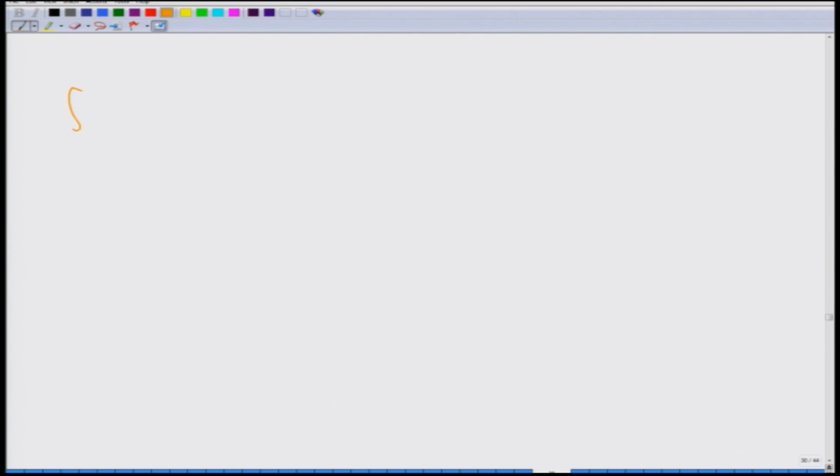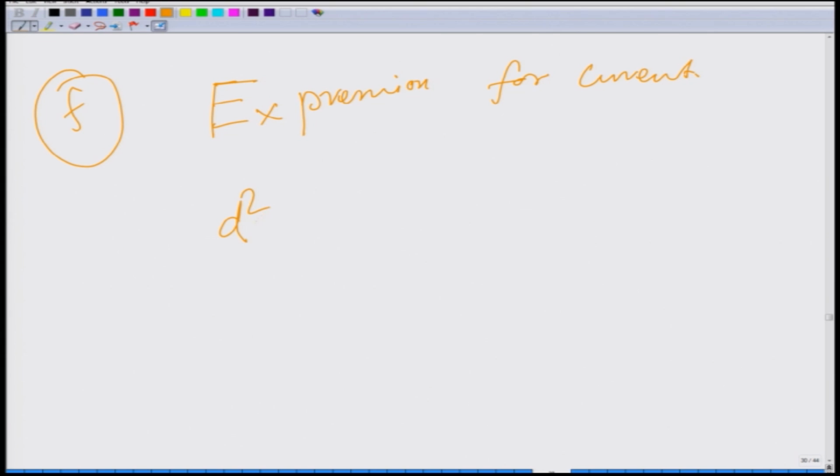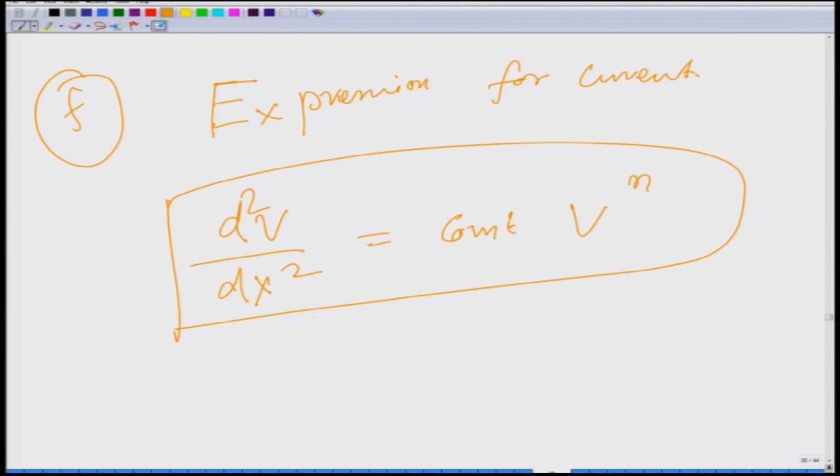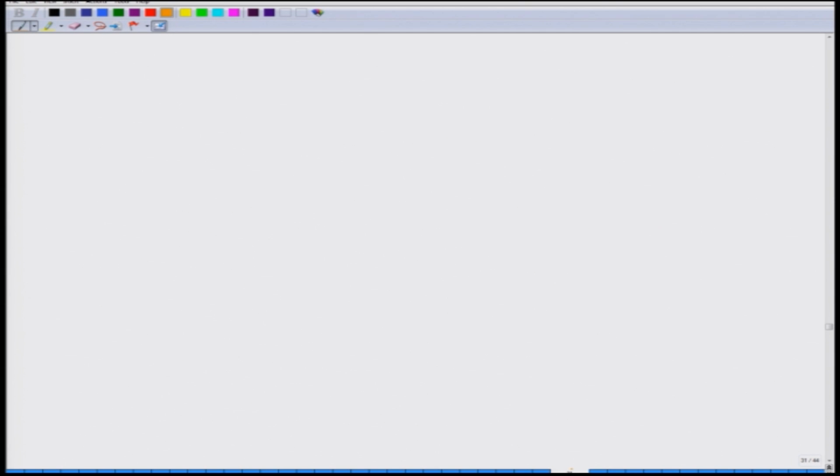Now in F, you have to find the expression for current. By solving the differential equation d2v dx2 equal to some constant times v to the power n, you can find this constant. From there you can find I. So this is the fourth problem, and now you can see the difference between the linear and nonlinear system.